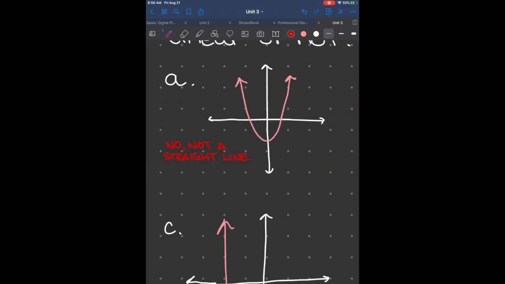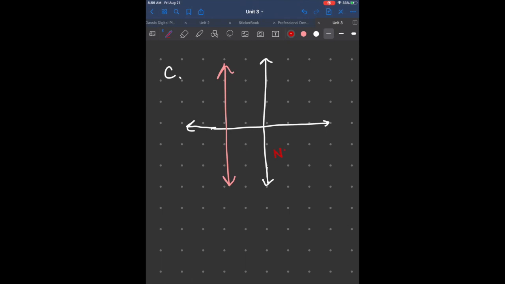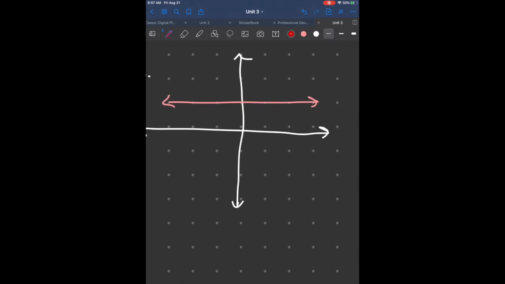VLT stands for vertical line test. Number C is not, because it's not a function. It would not pass the vertical line test. Even though it's straight, it does not pass the VLT. So this one is yes, it is a straight line and it would pass the vertical line test.